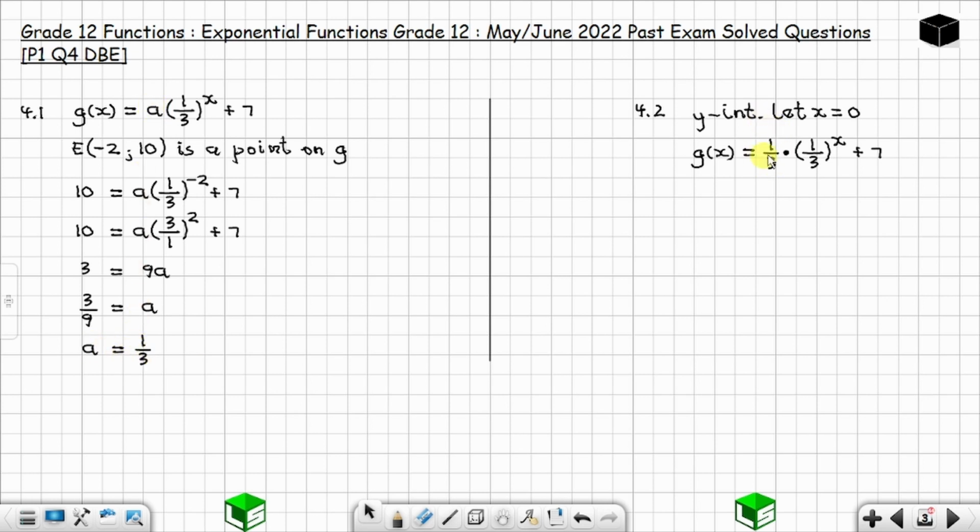There, my a is replaced with 1 over 3. So this is g of x. We need to get the y-intercept of this graph. To get the y-intercept, you let x equal to 0. So let's get it.